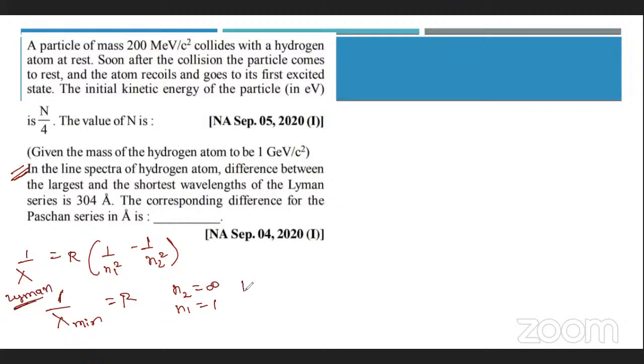And if I'm trying to find lambda maximum over here, it will be given as R times the first transition where n2 value will be 2. So 1 minus 1 by 4. This will give you the value 3R by 4. This is for Lyman. Now I'm trying to find it for the Paschen series.